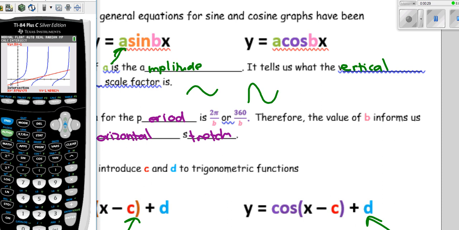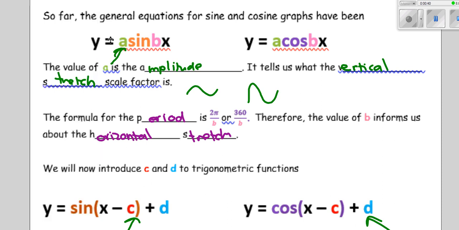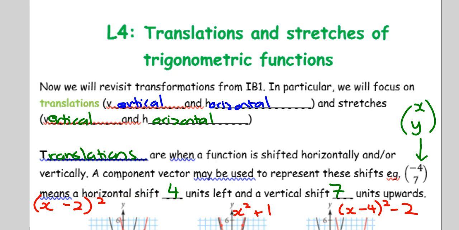Okay, so we're on page 23. We're continuing on with L4, translations and stretches of trigonometric functions. Some people happen to have done trig models in their IA, and this kind of thing is how you would explain the maths behind it. So just reminding you of all this kind of stuff.